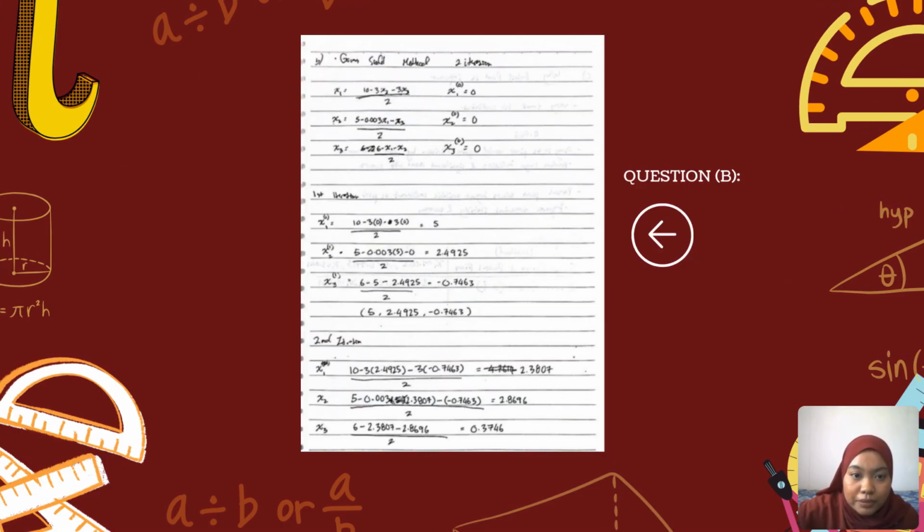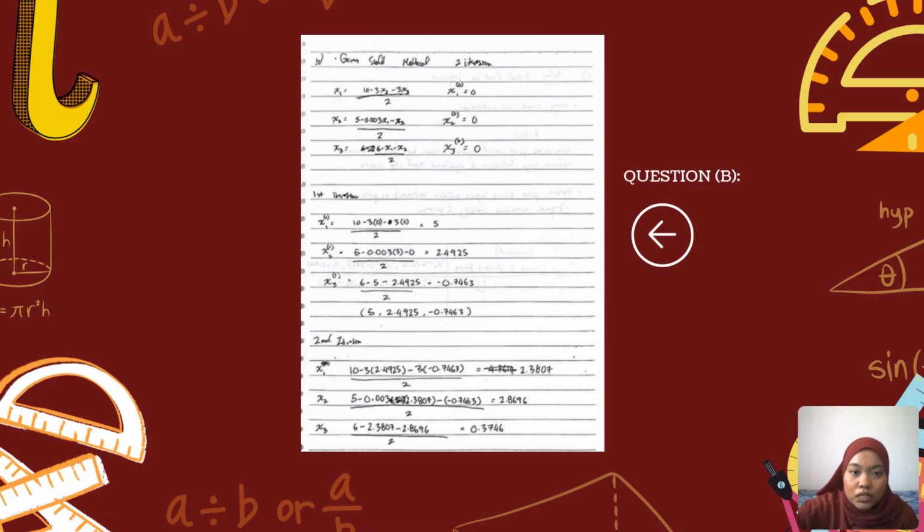Next, for question B, we use the Gauss-Seidel iterative method. Initially, all variables were assumed to be zero. Using the Gauss-Seidel equations, the values of x1, x2, and x3 were updated repeatedly through iteration. After the first iteration, approximate values were obtained. The process was continued for the second iteration to improve the estimates.